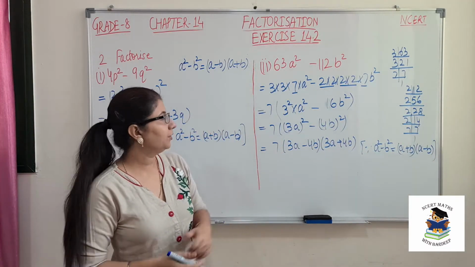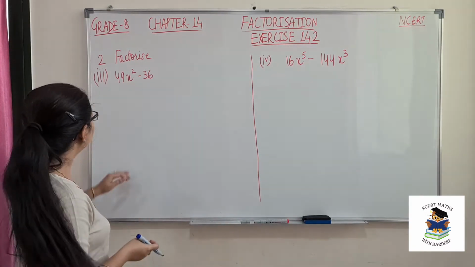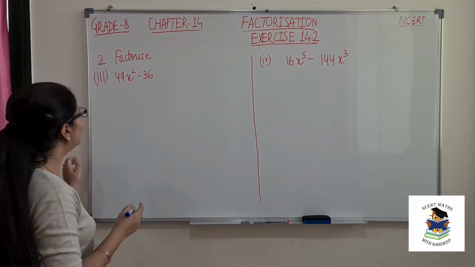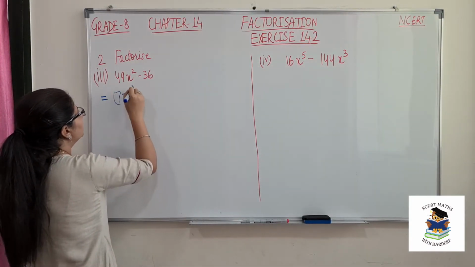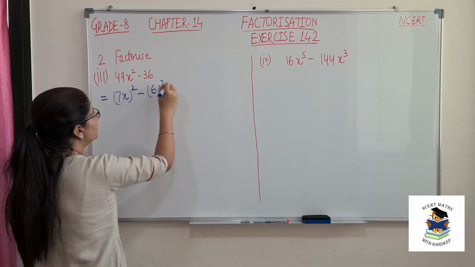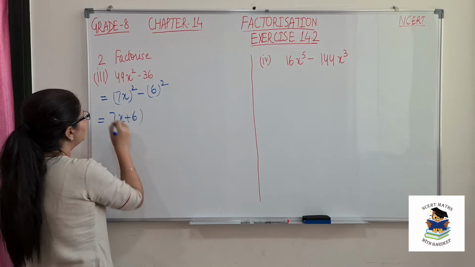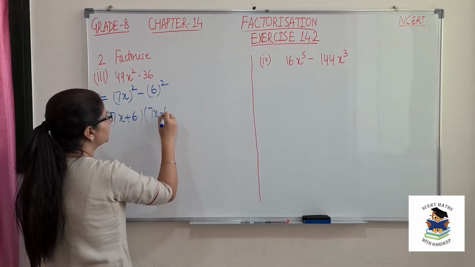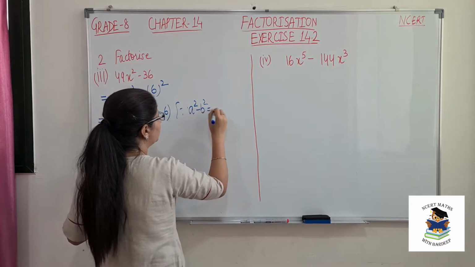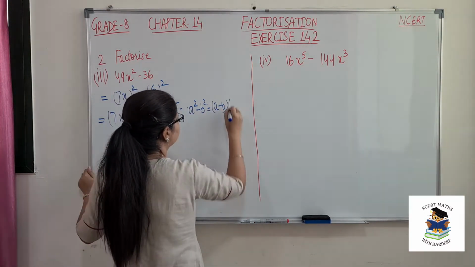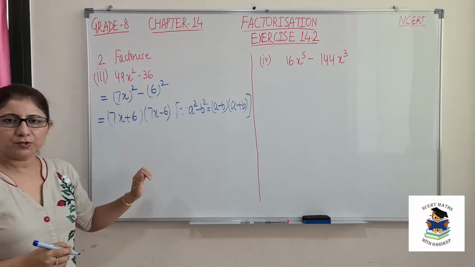Correct? So this is our question number 2. Now let's move on to the next part. Let's see our third part. This is 49x square minus 36. So these are perfect squares: 7x whole square and 36 is 6 whole square. So directly we can write 7x plus 6 and 7x minus 6, because a square minus b square is equal to a minus b into a plus b.